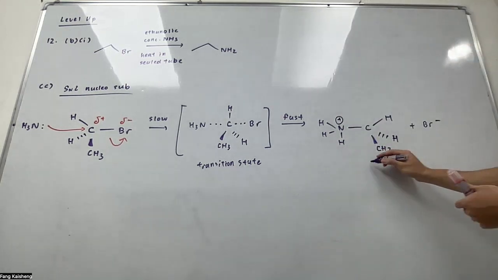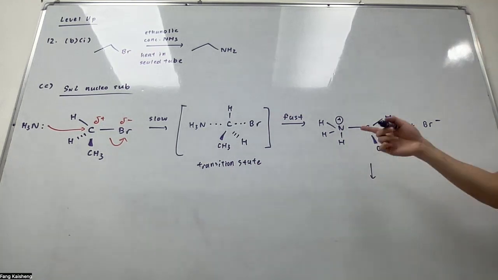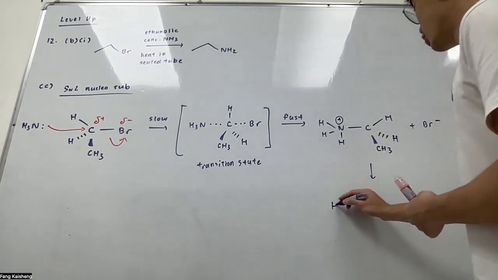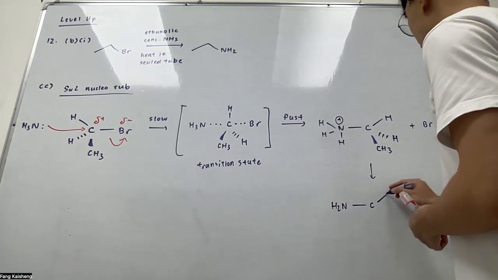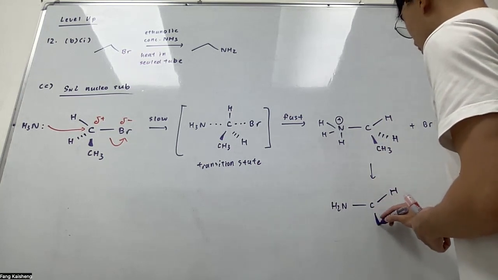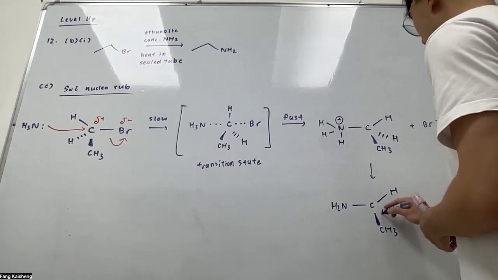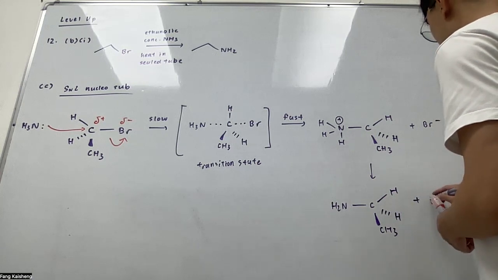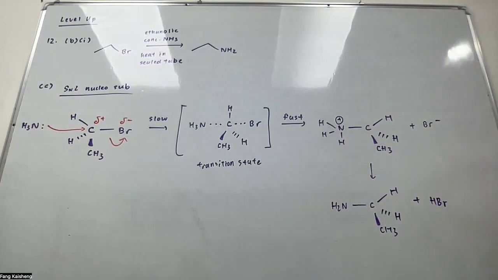Then you can draw the final compound. Eventually, the NH3 must become NH2. Draw the final compound first if you're still not sure what the arrows are. Remember the swap or the inversion was stereochemistry. HBr. How do the arrows go? Can someone describe?